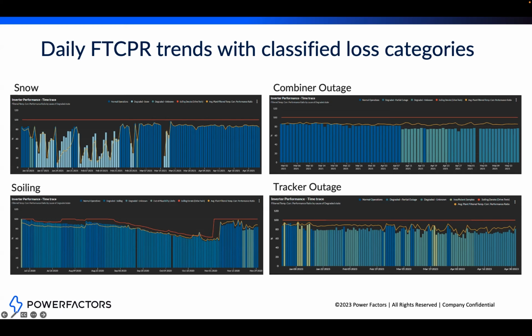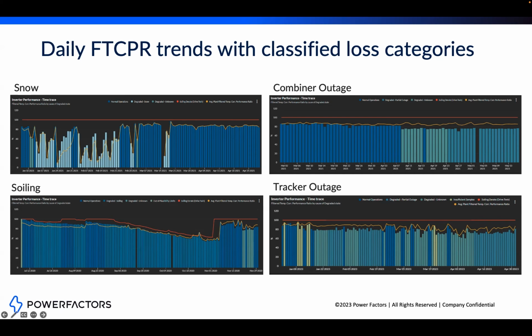The next plot shows a combiner outage. Combiner outages look like sudden sharp drops in FTCPR. You can see that the classifier has identified all the initial days as normal performance, then the inverter drops suddenly versus the plan average, and this is classified as degraded unknown. After a couple of days, the classifier gains confidence that this is a combiner outage and switches the classification from unknown to combiner.